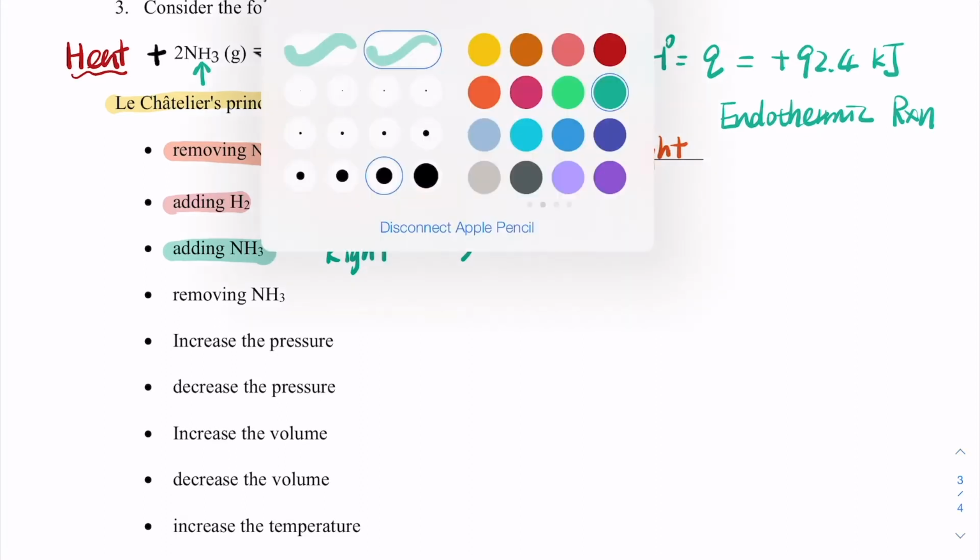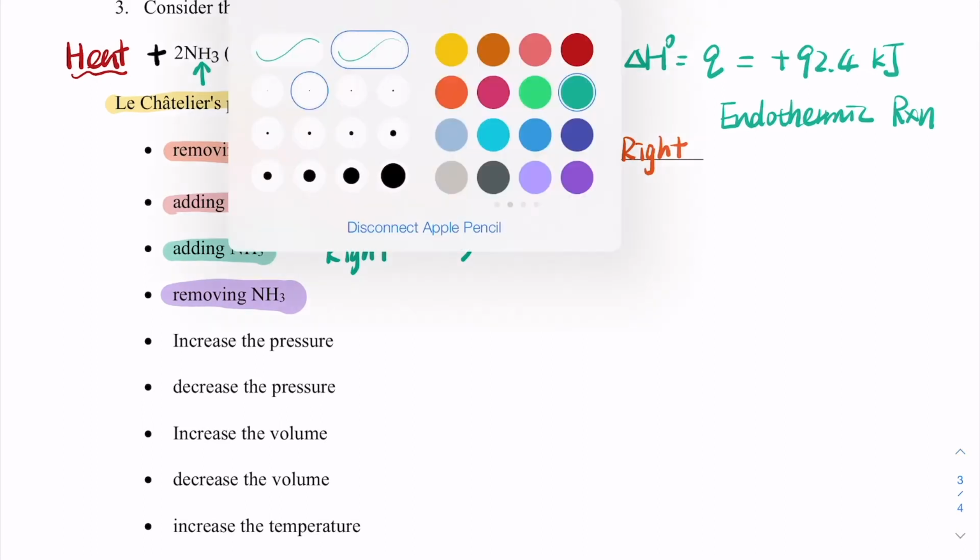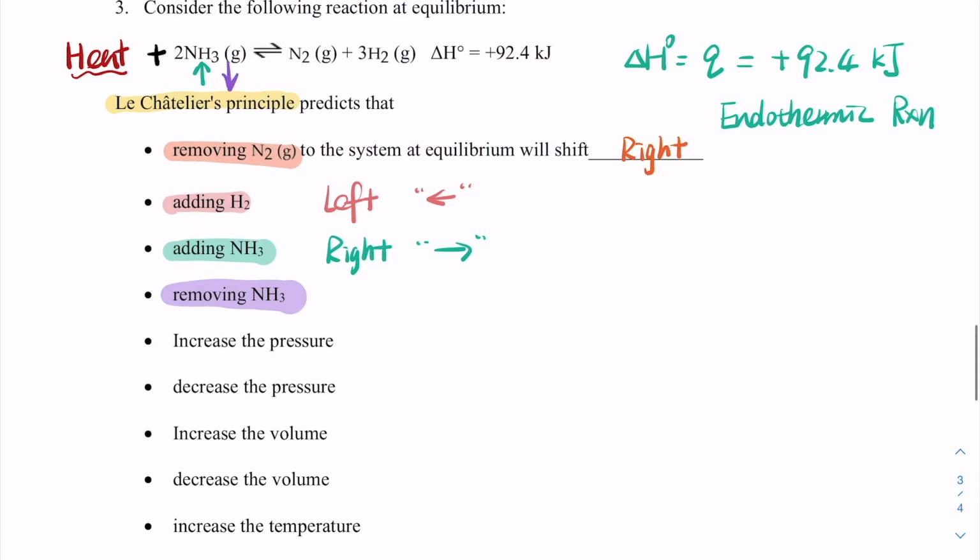The next one will be removing NH3. Now you remove some of the reactants, so that means you have less. In order to counteract, you're going to make a little bit more. So in order to make more of the NH3, the equilibrium is going to shift to the left, to make more. That's this one.